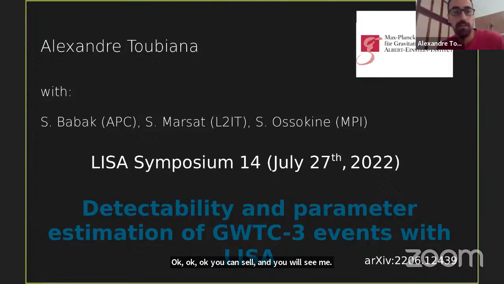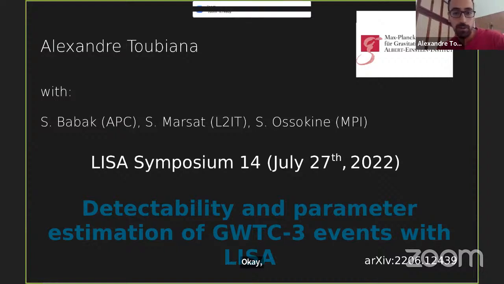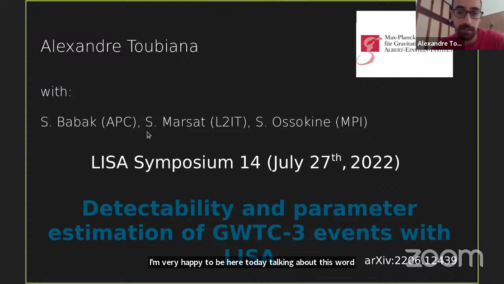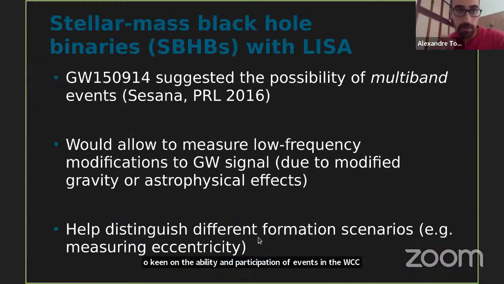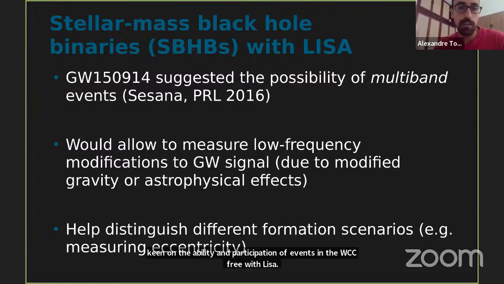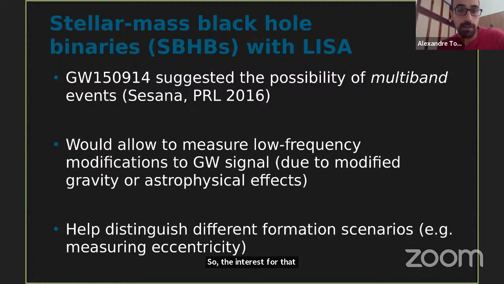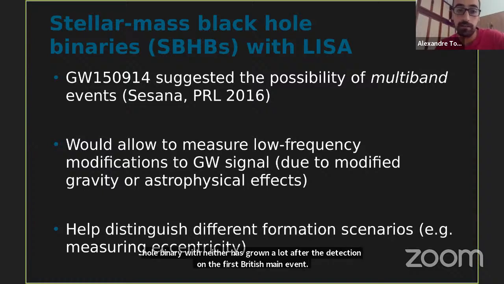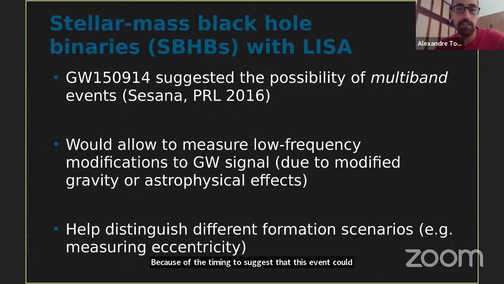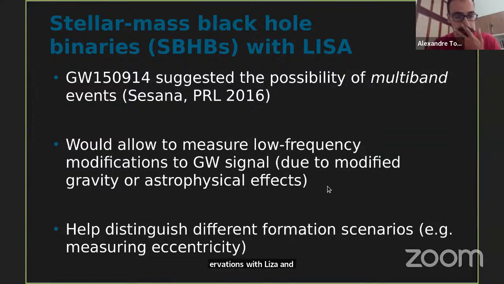So hi everyone. I'm very happy to be here today to talk about this work that I have carried out with Stas Babak, Siva Massa, and Sergei Osokin on the detectability and parameter estimation of events in GWTC-3 with LISA. The interest in the detection of stellar mass black hole binaries with LISA has grown a lot after the detection of the first gravitational wave event, because at that time it was suggested that this event could have been detected by LISA, leading to multi-band observations with LISA and ground-based detectors.